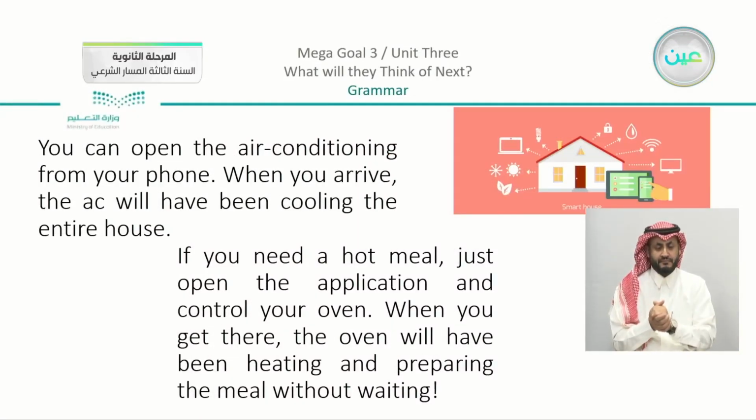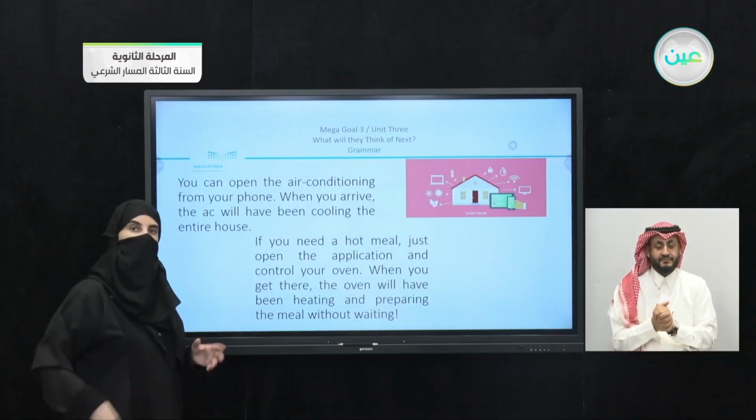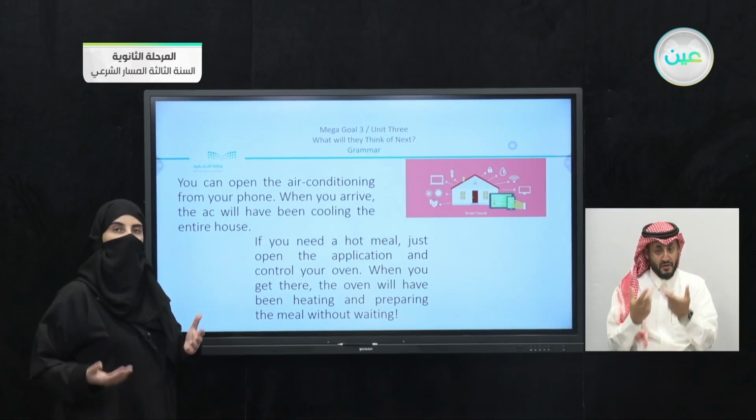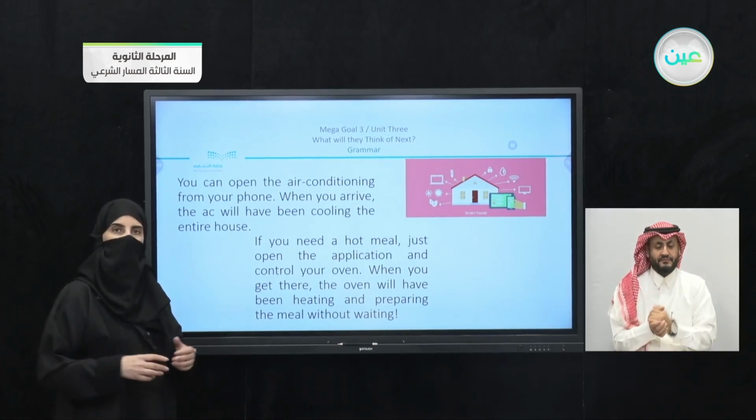You can open the air conditioning from your phone. When you arrive, the AC will have been cooling the entire house. If you need a hot meal, just open the application and control your oven. When you get there, the oven will have been heating and preparing the meal without waiting. So the smart house even prepares meals for you. Okay, so where is the future tense here?